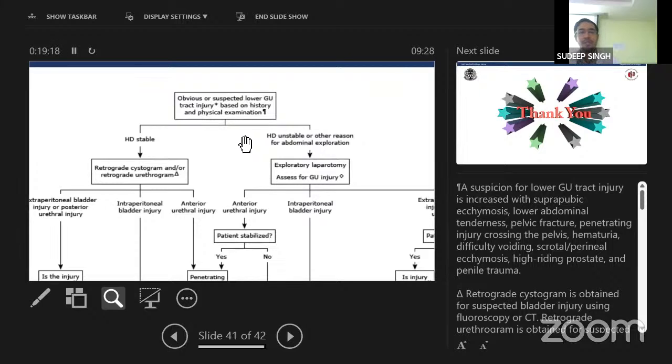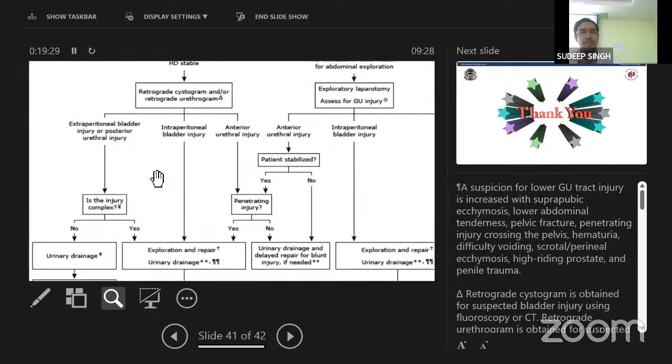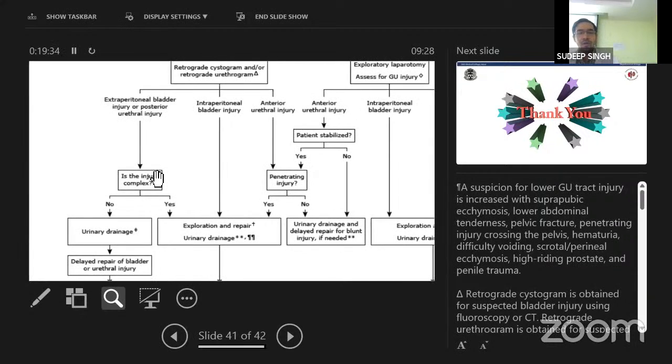If the patient is hemodynamically stable, ideally we should go for a retrograde cystogram and a retrograde urethrogram. If there is an extraperitoneal bladder injury or a posterior urethral injury, we have to determine whether the injury was complex or not. Complex includes all the features explained before, like involvement of bone or concomitant penetrating injuries. If these are not present, only urinary drainage may be done, and later we can go for a delayed repair of the bladder or the urethra.